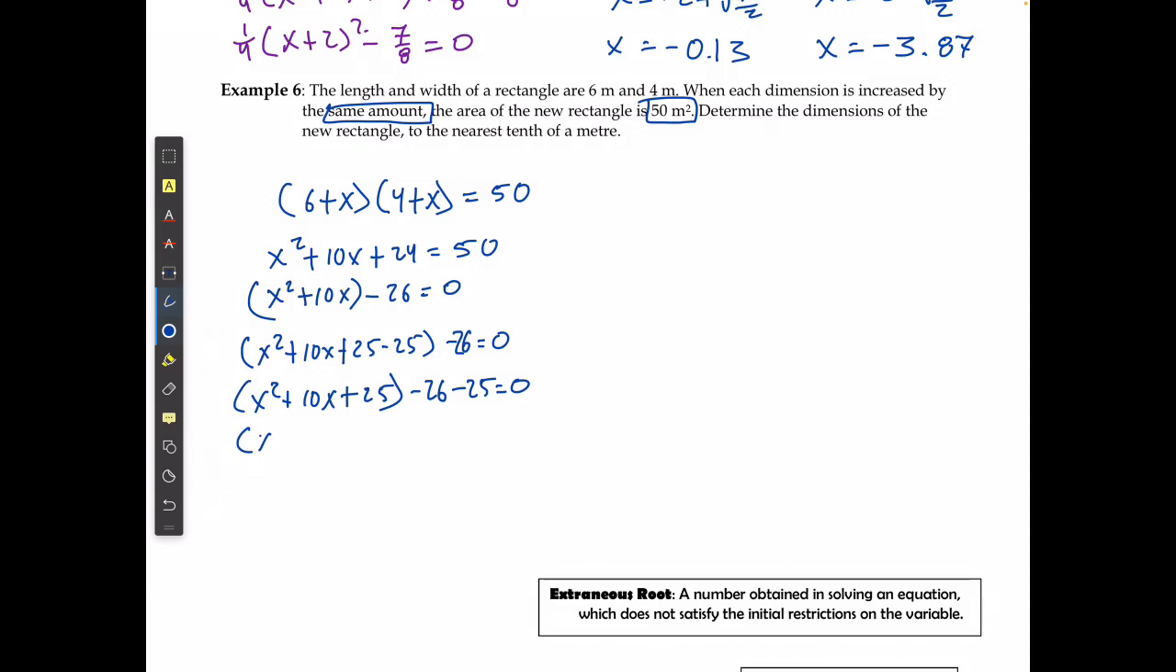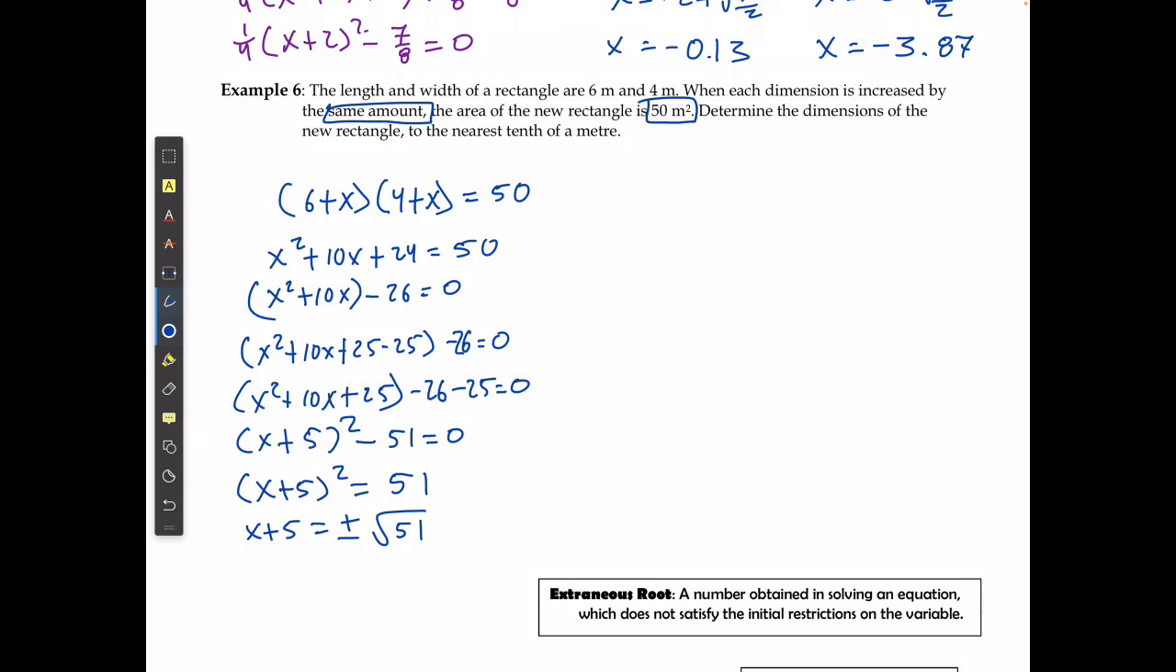Or (x plus 5) squared minus 51 is equal to 0. (x plus 5) squared is going to equal 51, and x plus 5 is going to equal either the positive or negative square root of 51.